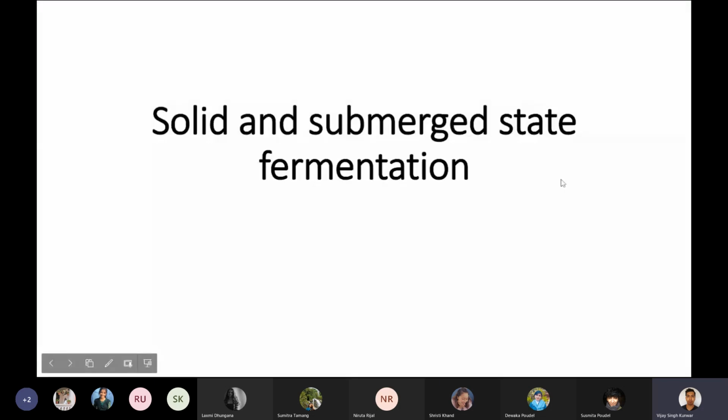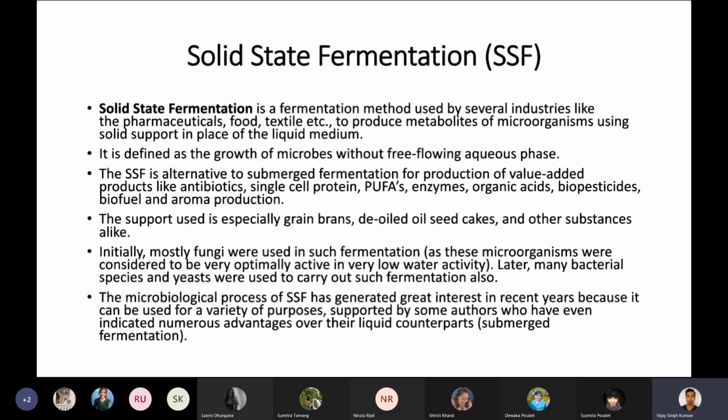So solid and submerged state fermentation. These are two of the major ways in which we generate fermented products. So solid state fermentation, SSF, is a fermentation method used by several industries like the pharmaceuticals, food, textile, etc. to produce metabolites of microorganisms using solid support in place of the liquid medium.